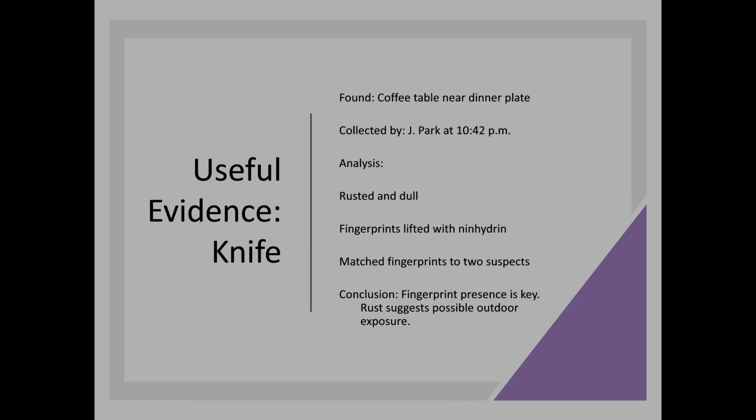The knife on the coffee table was rusty and dull, but still had partial fingerprints. Ninhydrin revealed prints matching two suspects. While the rust didn't offer a timeline, the fingerprints were a key lead.